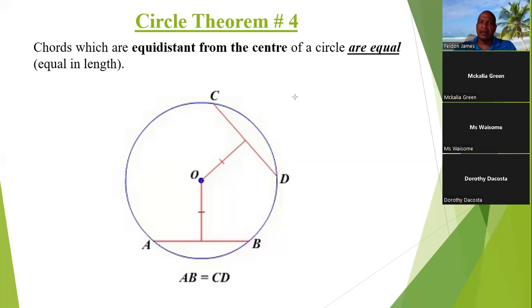So theorem 3 and theorem 4 are pretty much the same theorem, but they are just saying it in a vice versa way. Theorem 3 would say if AB and AC are of equal length, then the distance to the center must be equal. This theorem is saying if the distance from the center is equal, then the chords that they are perpendicular to must be equal in length. So that's all this is saying.